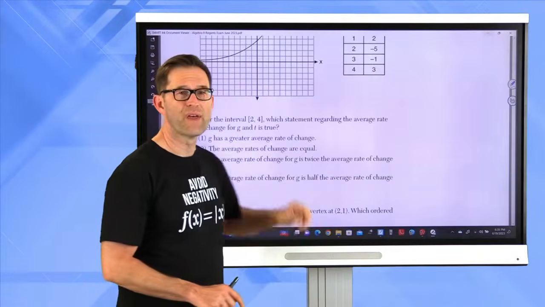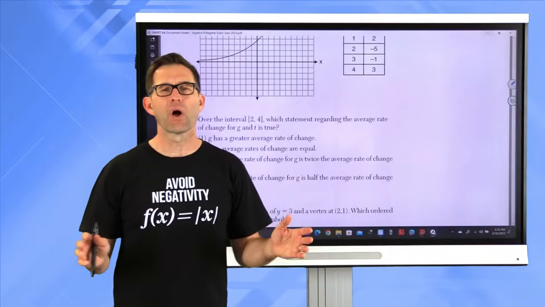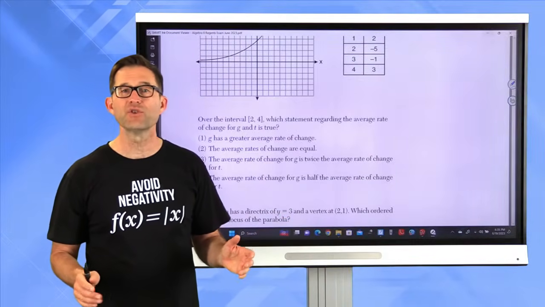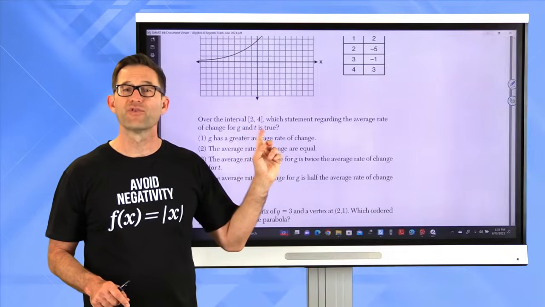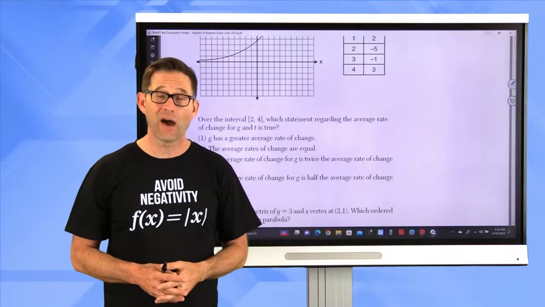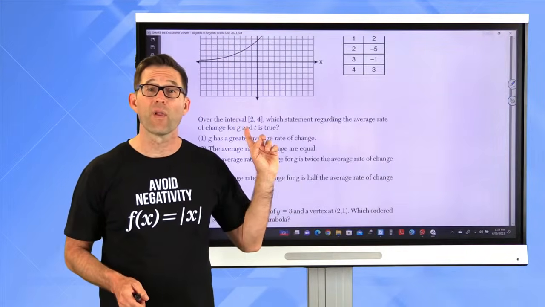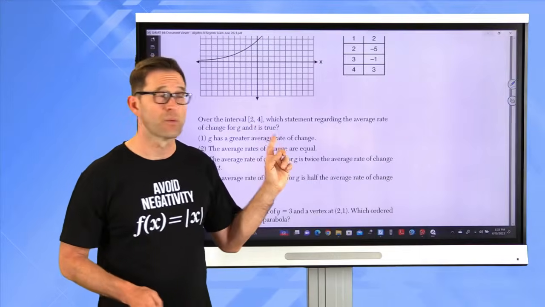All right, so then the question states, over the interval 2 to 4, which statement regarding the average rate of change for G and T is true? So this is all about the average rate of change of these two functions on the interval 2 to 4. So what I want to do, not surprisingly, is calculate the average rate of change for both functions on the interval x equals 2 to x equals 4.